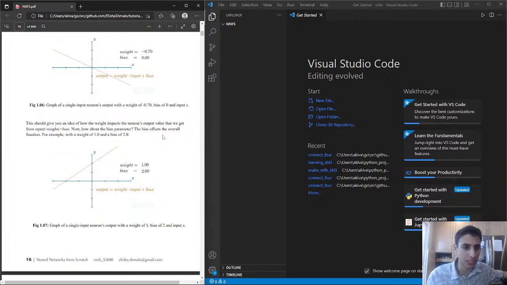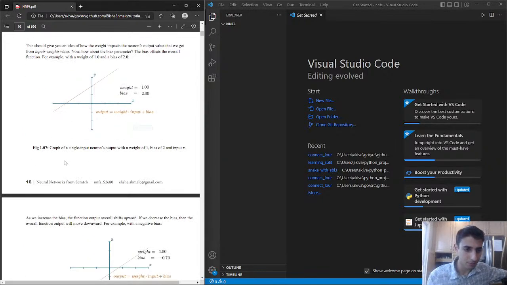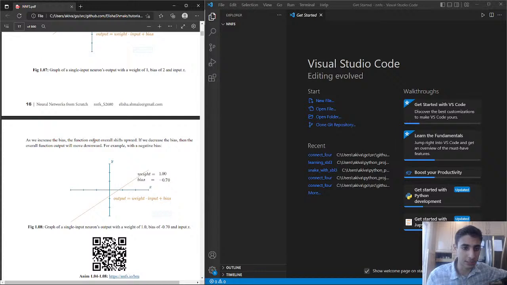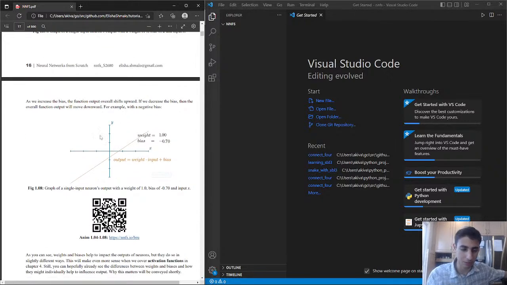The bias offsets the overall function. For example, with a weight of 1 and a bias of 2, we get this. So this is a normal line with a slope of 1, with a bias of 2, and it's just bringing it up. So you see how it just offsets everything, which is exactly what a bias does. As we increase the bias, the function output overall shifts upward. If we decrease the bias, then the overall function output will move downward, as you can see.